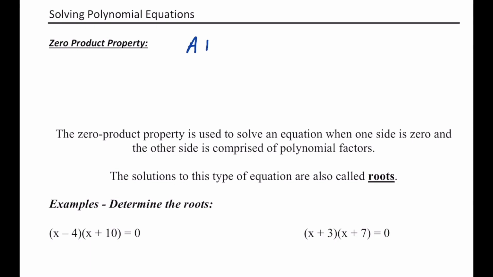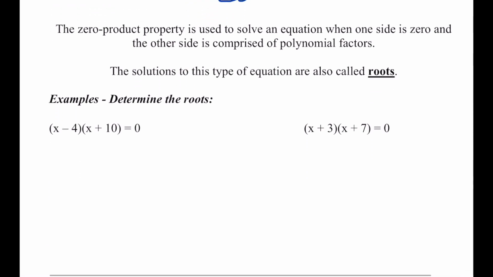It states that if you have two or more factors that multiply to give 0, then either the first factor was 0 or the second factor was 0. Seems pretty straightforward. Well, let's solve a couple of these equations now.